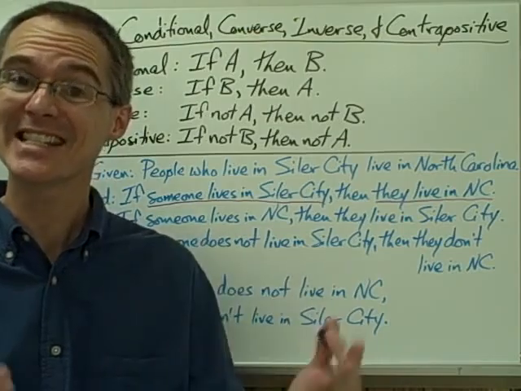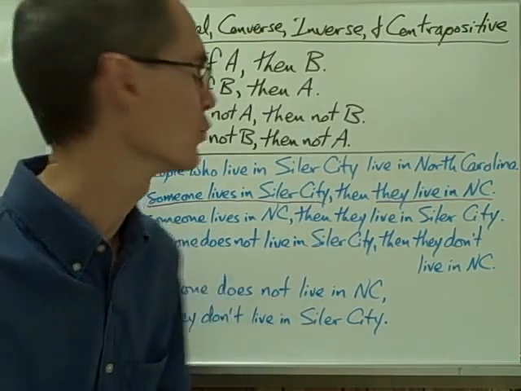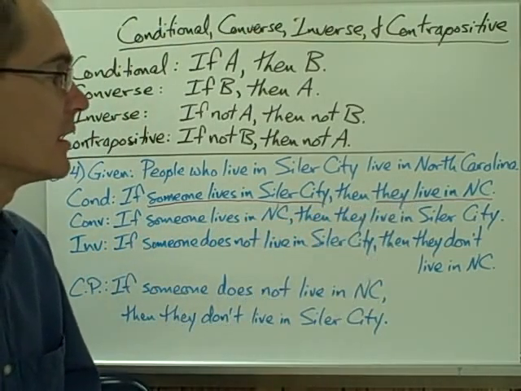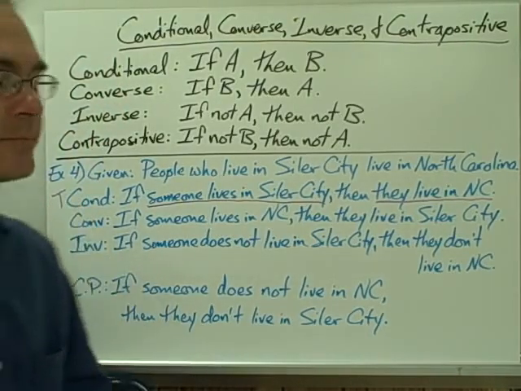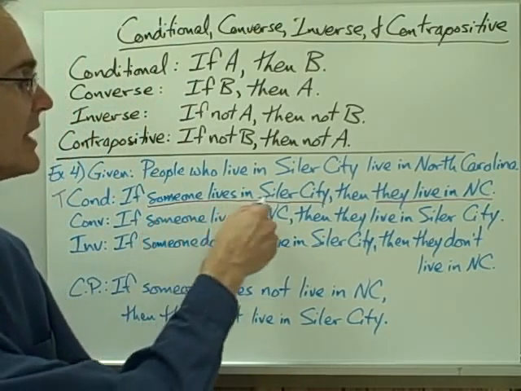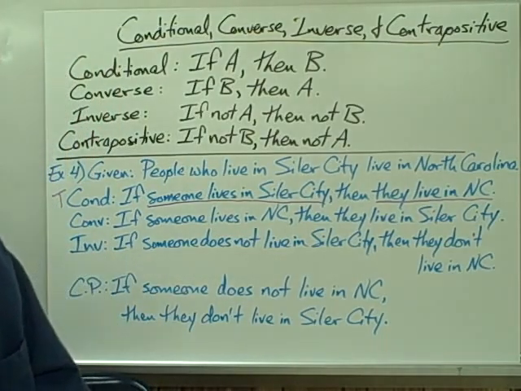That is, is each statement true or false? Let's look at each one of these statements and decide. If someone lives in Siler City, then they live in North Carolina. That is a true statement. Siler City is a city that is in North Carolina, so if someone lives in Siler City, they must live in the state of North Carolina.